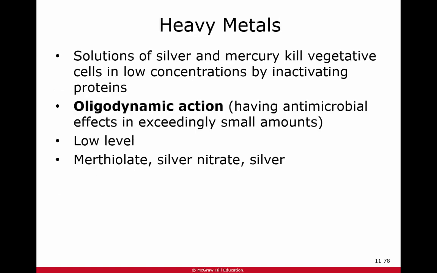All right, excellent. We're going to finish out chemical controls real quick, and then we're going to go to something else. Heavy metals, things like silver, mercury, gold. These kill vegetative cells in low concentrations by making the protein inactive. I'm going to show a picture that to me helps with that. So this is things like silver, silver nitrate, things like that.